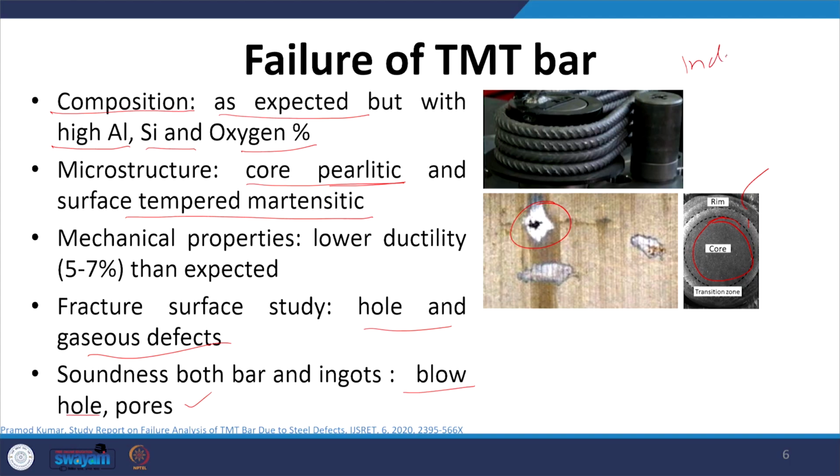As a result of this, the TMT bar was failing during the bend test due to the presence of these inclusions, blowholes and porosity. When the investigation was carried out, it was found that the incoming ingot had a lot of piping defects which were not closed during the manufacturing process of the TMT bar, and which eventually led to the cracking and failure of these bars. So, this is what typically shows the kind of defects observed during the studies.